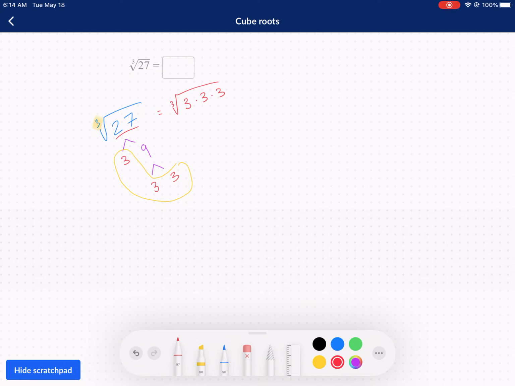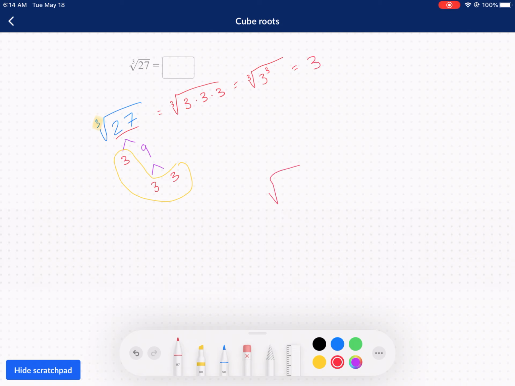The cube root means what number times itself 3 times is going to be equal to 27. Okay, so essentially we could rewrite this again if we want to, not necessary, but if we want to, we could write it as 3 cubed. Okay, now from here, the cube root of 3 cubed is just 3.